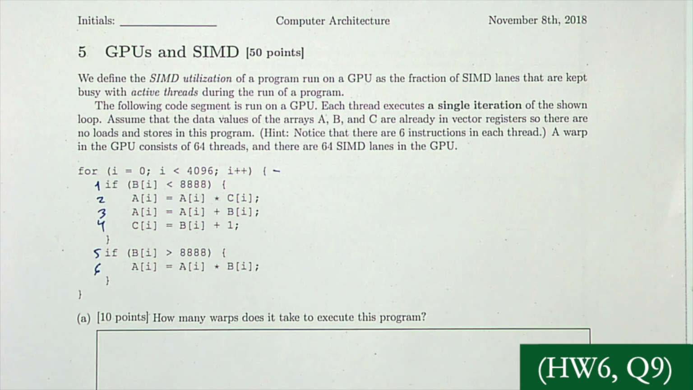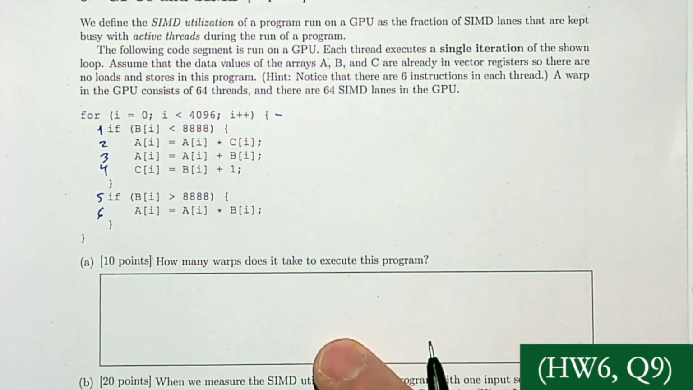This is the sequential code that we are going to parallelize using the multiple threads that the GPU provides, right? And what the question also says is that each of the iterations is going to be assigned to one individual thread. So we already know the total number of threads that we need to execute this program. It's 4,096, okay?